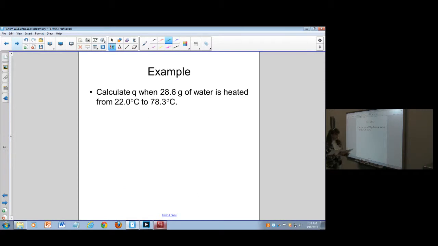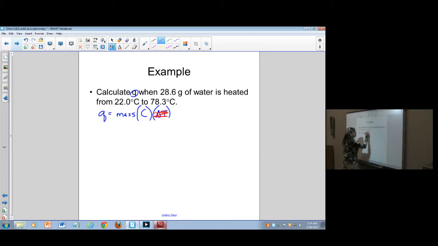So, some examples. Here we go. All right, we're going to calculate Q when 28.6 grams of water is heated from 22 degrees to 78.3 degrees. All right, so we want Q. So we have information that tells us the mass. We can find the specific heat. So mass times specific heat times the change in temperature. Now this change in temperature, the way you set this up is critical. That determines your sign.